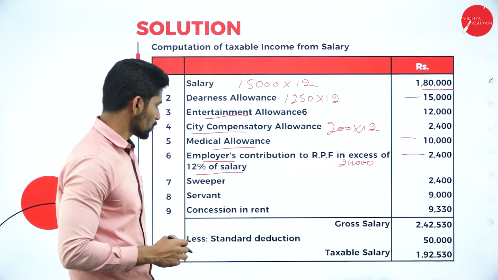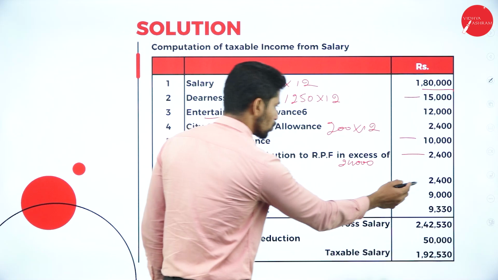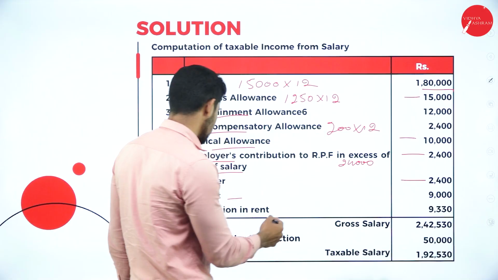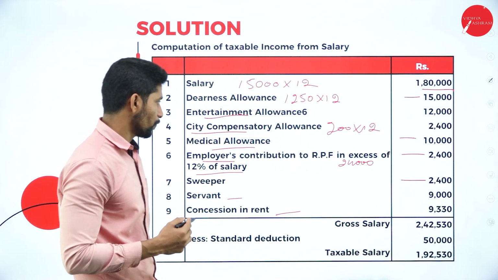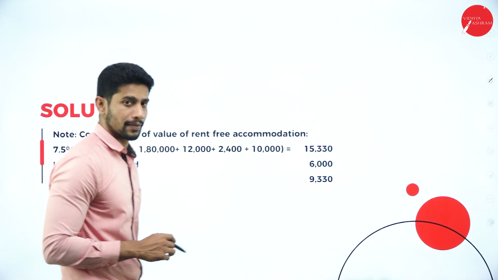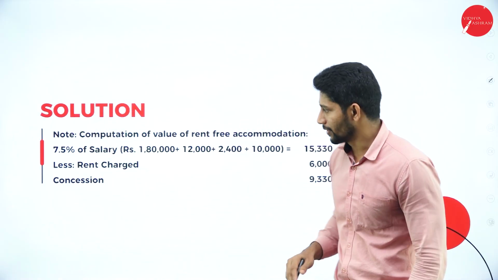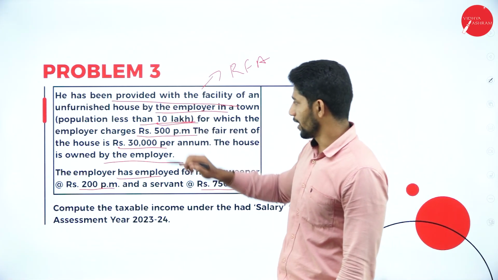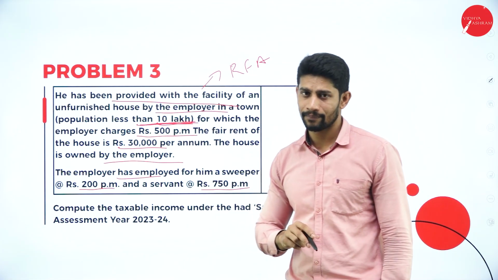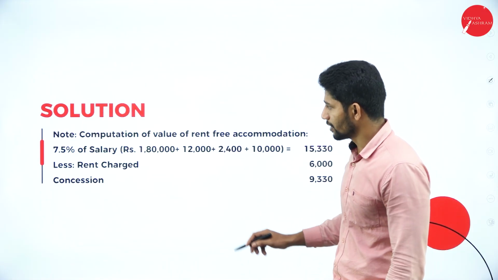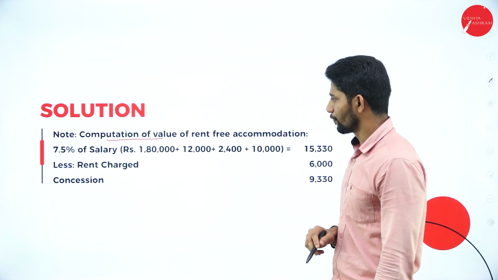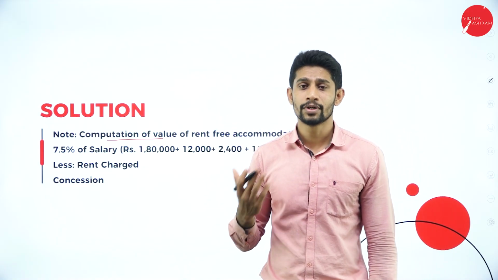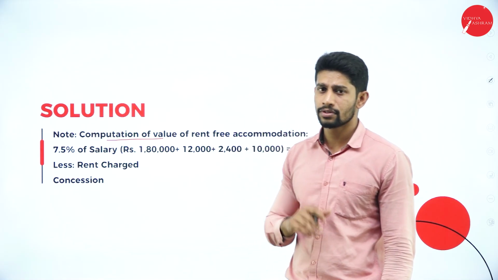Okay. Next, sweeper facility is provided, so rupees 2,400. Next, servant facility is provided, 9,000 rupees. And concession in rent. For concession in rent, you can see the adjustment here. That is for rent-free accommodation. They have mentioned that the house is provided by the employer and the population is less than 10 lakh. Okay, it is very easy to solve. Here you can see computation of value of rent-free accommodation. The population is less than 10 lakh, right? Then how much are you supposed to take? You are supposed to take 7.5% of salary.